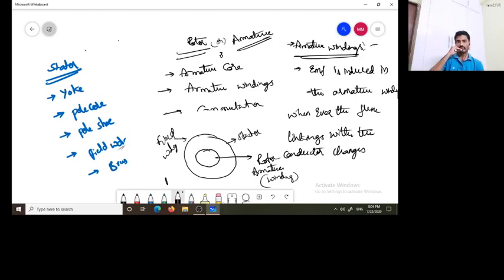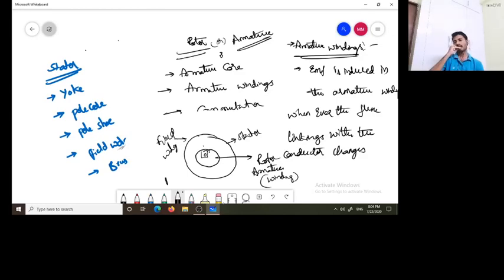Whenever I am giving a field excitation, meaning giving supply to the field winding, what happens? Flux will be produced in the stator, and that flux will be uniformly distributed to the rotor because of the pole shoe. As the flux passes from stator to rotor, it links with the rotating armature conductors.